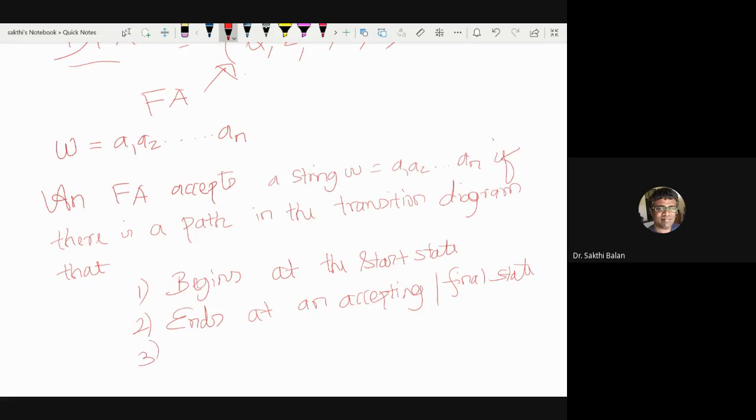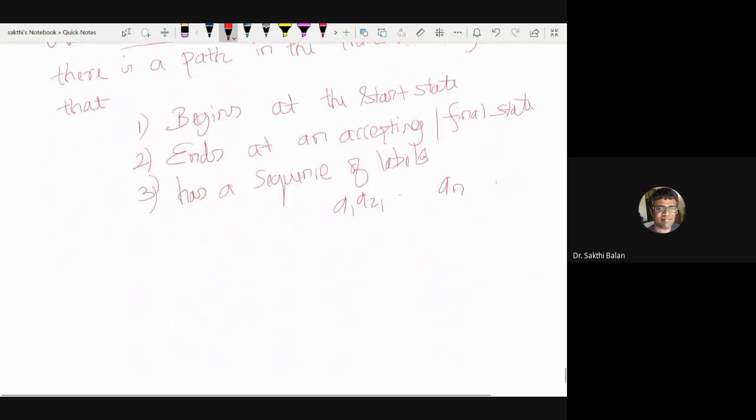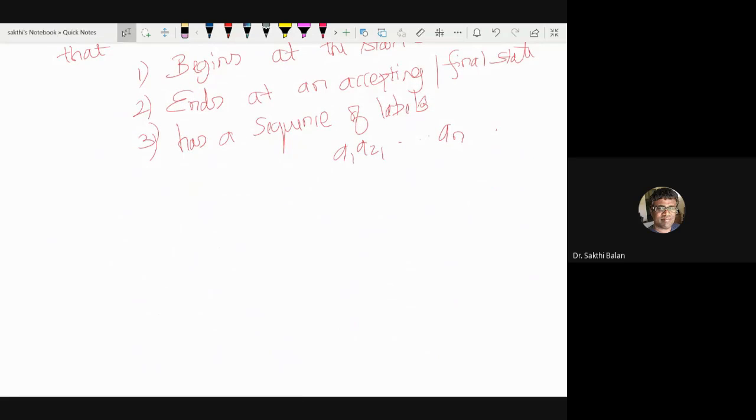And the third point is the path should have a sequence of labels A1, A2, etc., AN. So this is the definition of when we will say that a finite state automata accepts the string. Okay. So let's see one example, then it will become a little more clear.